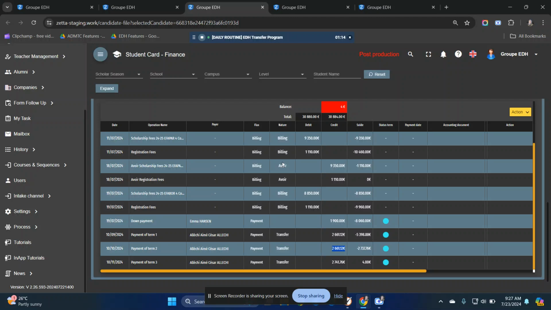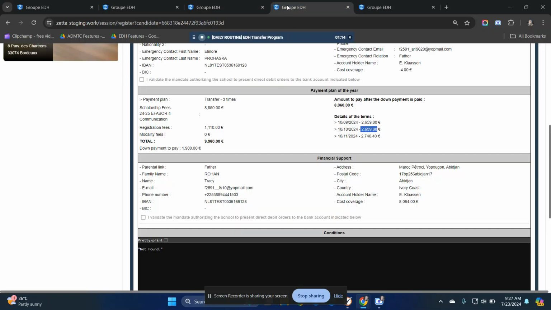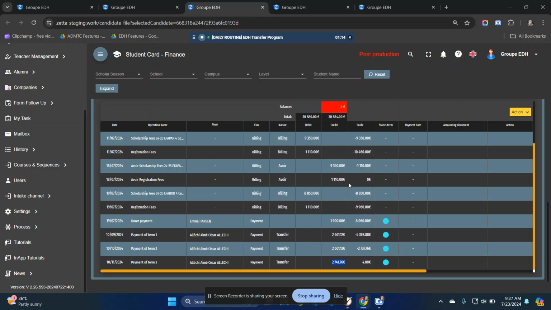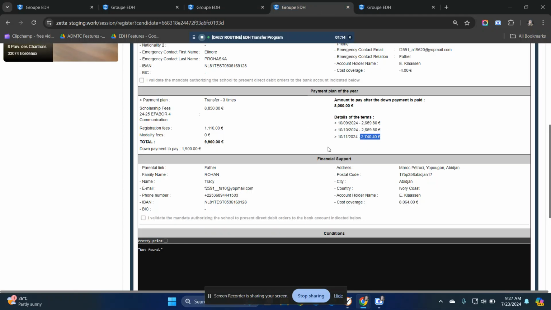And I check the payment of term 3, it also does not match the school contract. So this is the reason for the student having an unbalance, because the amount of the payment of term 1 to 3 is not matched with the school contract there.